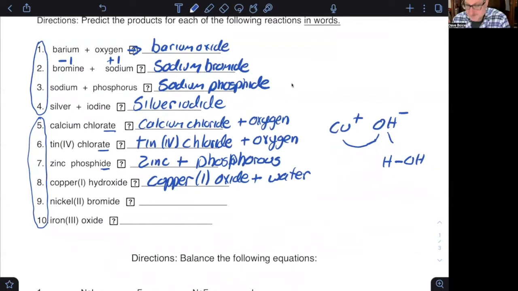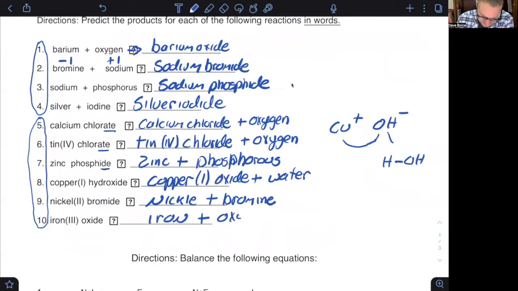Okay, nickel 2 bromide. This gets a little bit easier now. This is just going to break into nickel and bromine. And when it's not actually connected to something, it's just considered a metal. It's on its own. Charge is no longer relevant. It's bonded to itself. Okay, and then iron 3 oxide is going to break into iron, solid iron, plus oxygen.